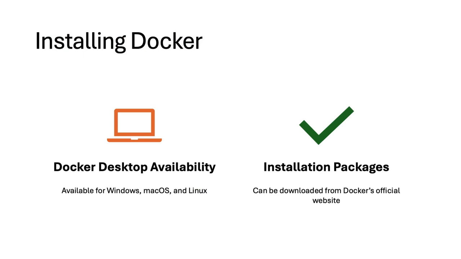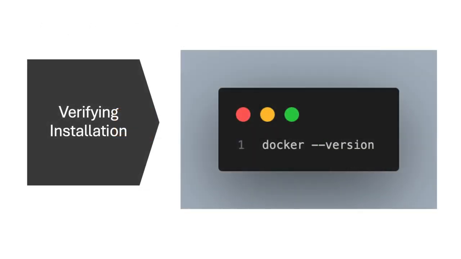To use Docker, you need to install Docker Desktop on your local machine. It's available for Windows, macOS, and Linux. You can download the installation packages from Docker's official website. To verify Docker installation, run the specified command to ensure that it has been installed correctly.